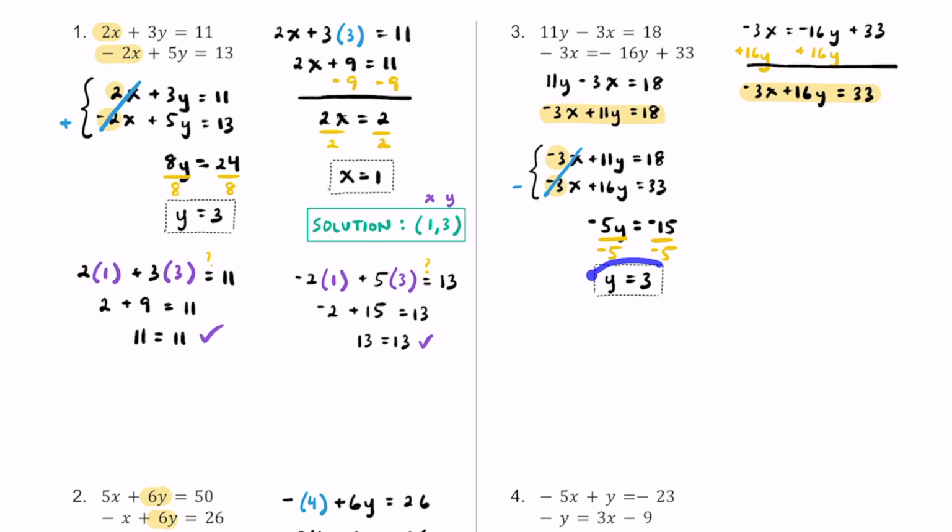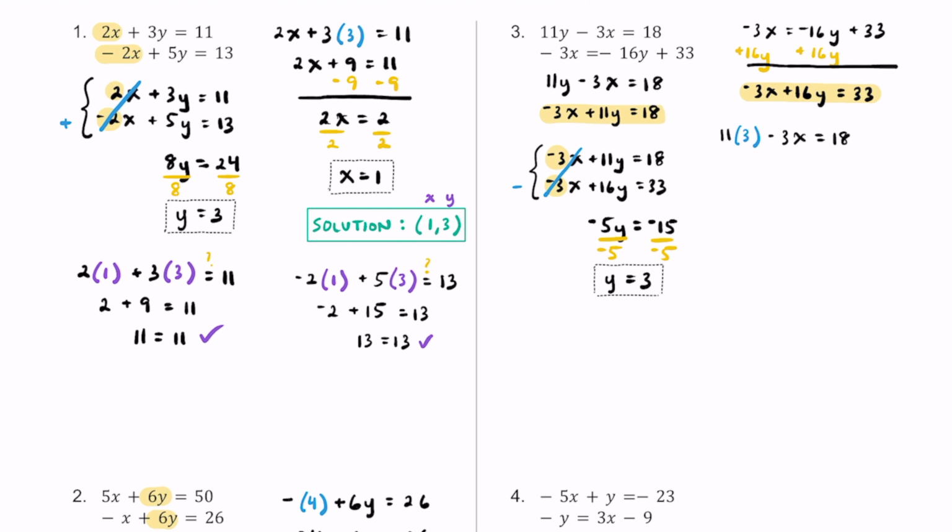So now that we know what y is equal to, we can go ahead and solve for x. My preference between using the top equation and the bottom equation, I'm going to go ahead and use the top one. Just looks like there's maybe some less things going on here, so I'm going to substitute that in. So let's say that's going to be 11 multiplied by 3, then minus 3x, and that should equal 18, right?